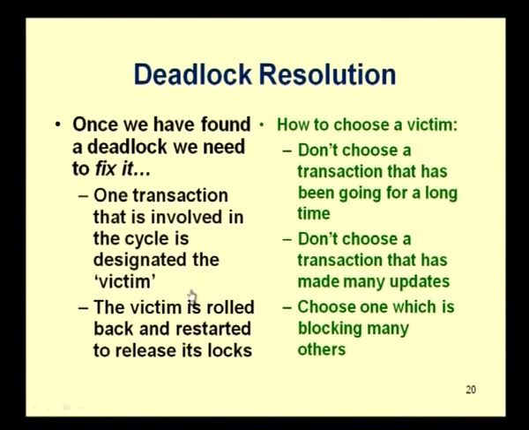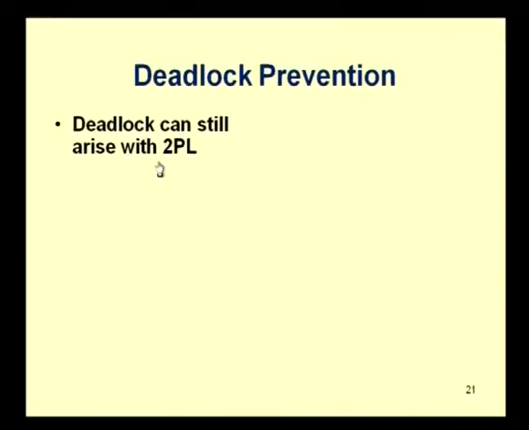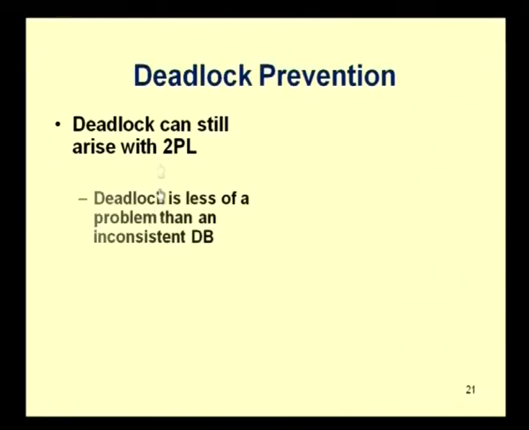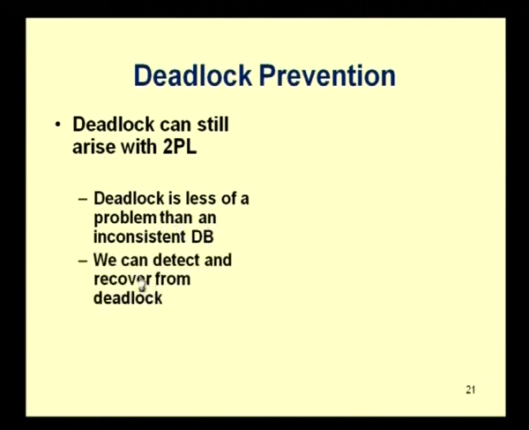Now, that is about deadlock detection and deadlock resolution. Now, it is better to prevent deadlock. So, how do we prevent deadlock? Deadlock can arise even with 2-phase locking. Deadlock is less of a problem than an inconsistent database, because we can detect and recover from deadlock. It would be nice if you can avoid it altogether, that is, prevent it altogether.